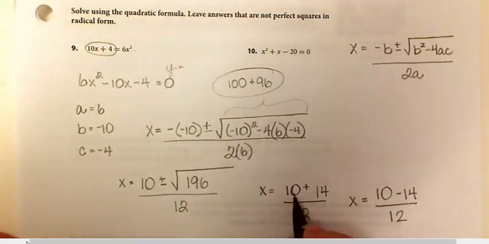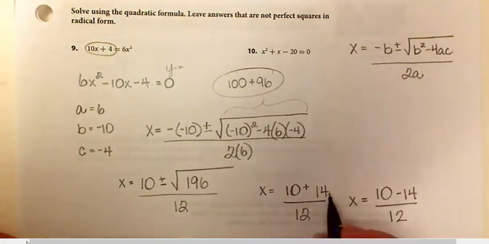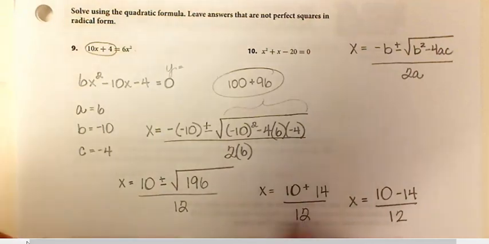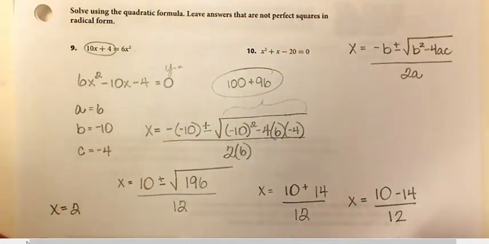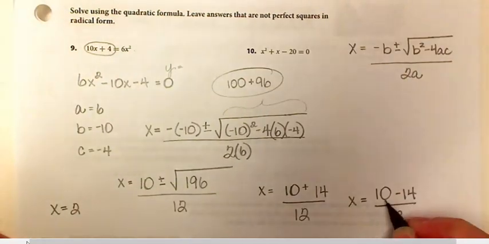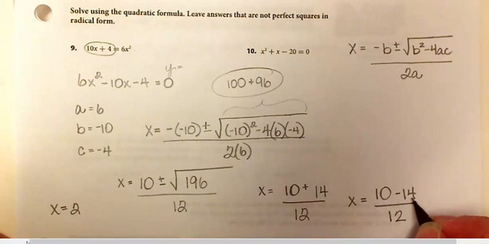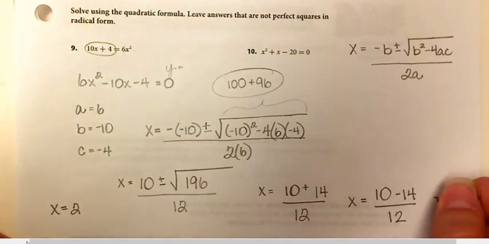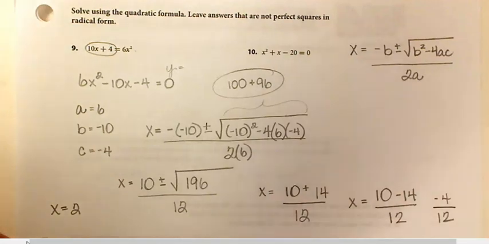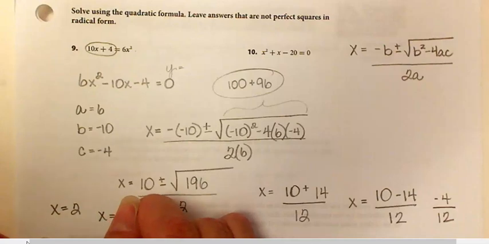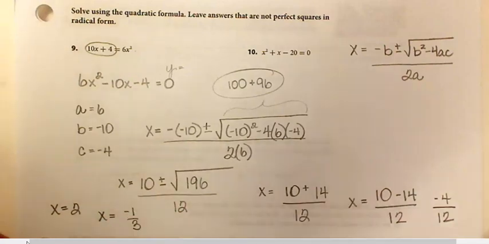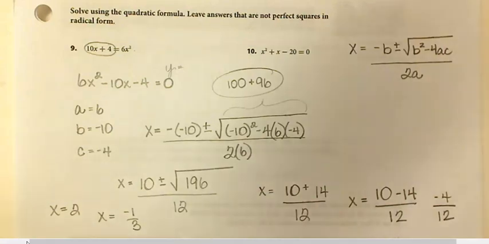All right, 10 plus 14 is 24. 24 divided by 12 is 2. So one of my solutions is 2. I'm sorry, I'm being a paper hog over here. And then 10 minus 14 is negative 4 divided by 12. And my other solution is going to be x is equal to negative 1/3 when I reduce that fraction.